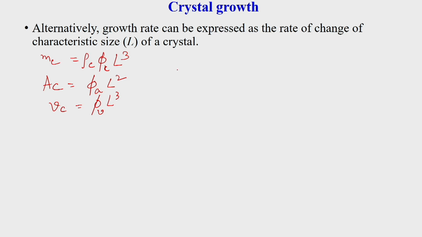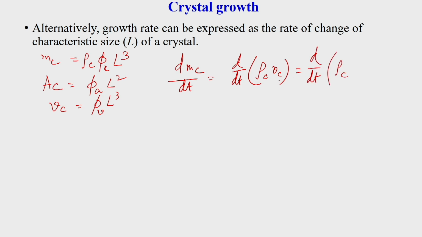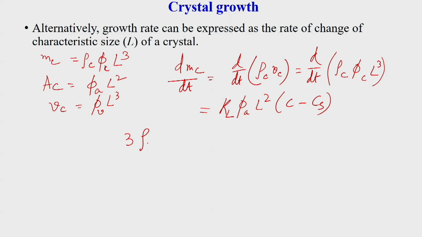into L cubed. Okay. So, now we have dM_C/dt, which will be equal to d/dt of M_C, converting into rho_C into V_C, which is equal to d/dt of rho_C into phi_V into L cubed. That is equal to capital K_L into phi_A into L squared into (C minus C_s) from the previous equation, or 3 into rho_C into phi_V into L squared into dL/dt, which will be equal to capital K_L phi_A L squared into (C minus C_s).